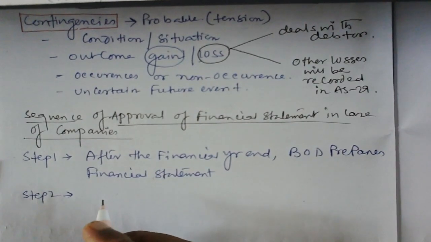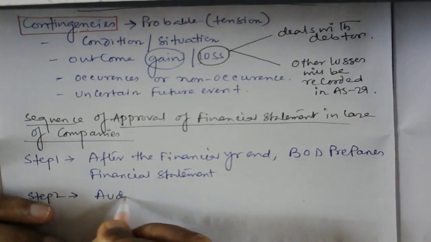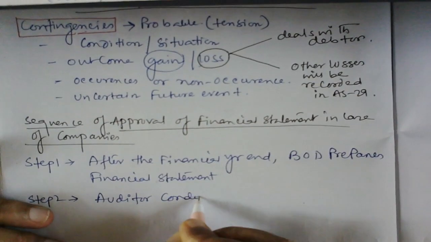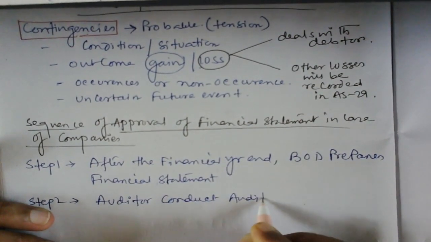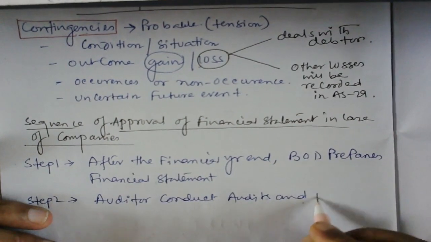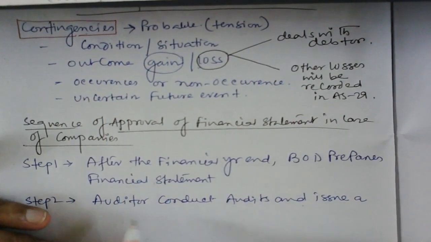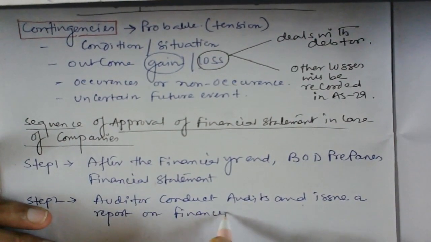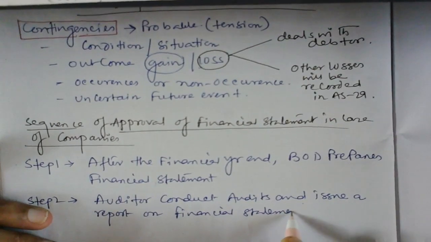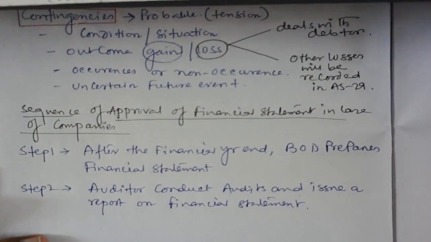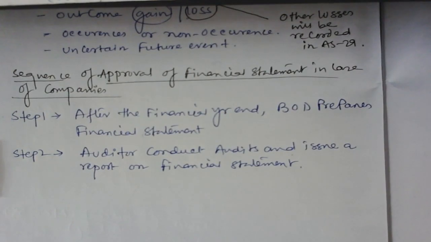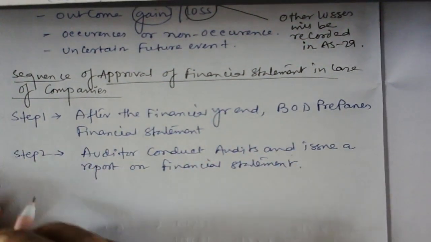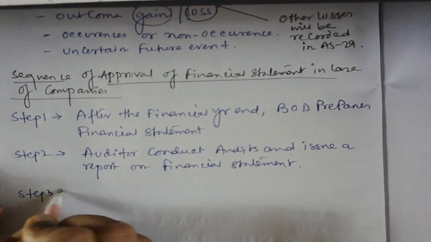Step two, retain auditor, conduct audits, and issue a report on financial statement. So after the books of accounts are prepared, the auditor will start doing the audit and issue a report on the financial statement. Correct. Because before that, I have to complete the board's report and financial statement. That is step number one.